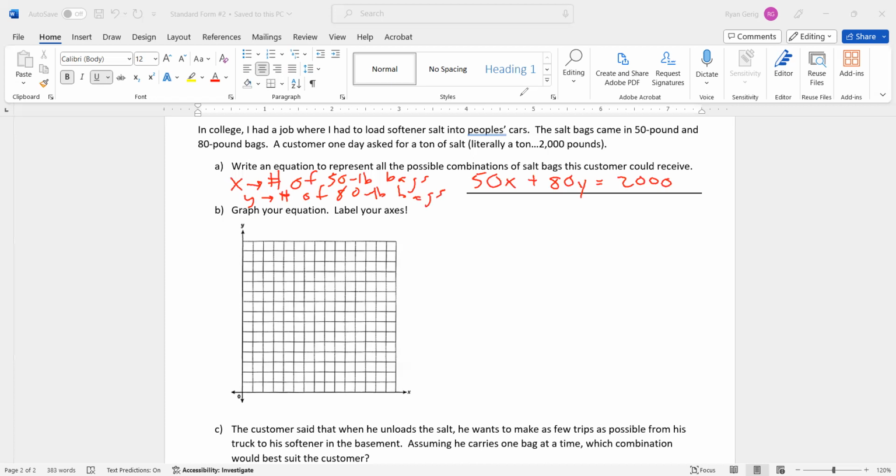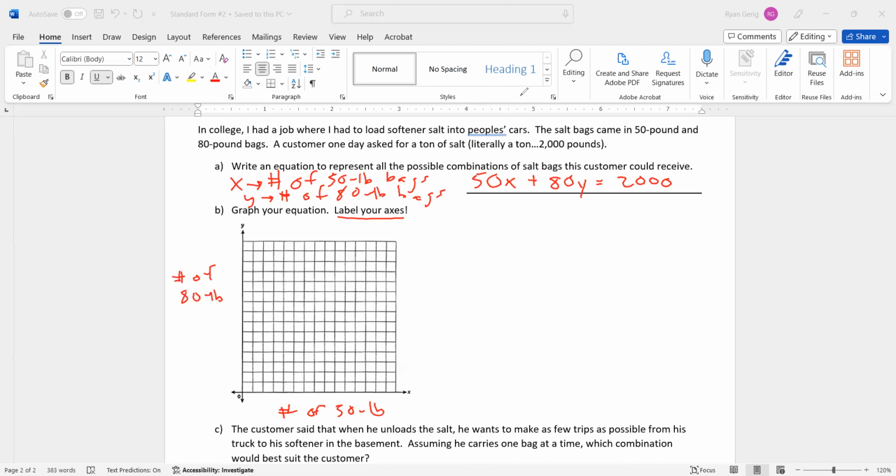So graph your equation and label your axes. When I say label your axes, I have a couple things you need to do. You need to tell me what the axis is standing for. So I'll do that first, and I just kind of explained it by defining my variables. The x variable is the number of 50-pound bags. The x-axis is the same thing, number of 50-pound bags, which means the y-axis would be number of 80-pound bags.